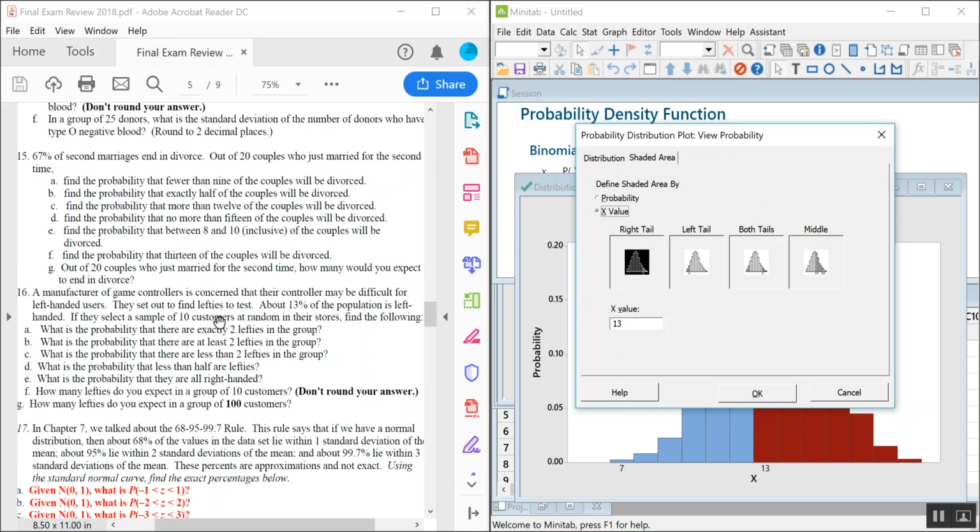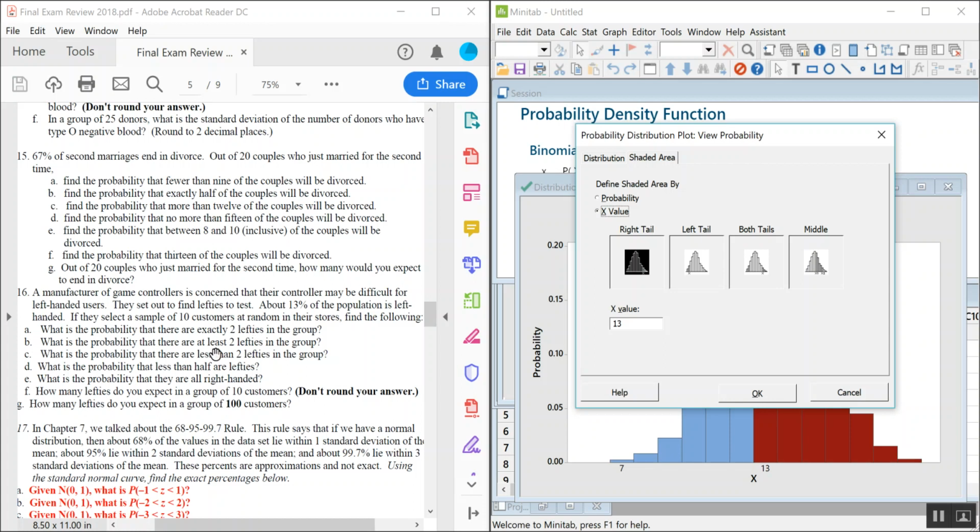So we're looking at a sample of 10 customers in the store. We want to see how many of them are left-handed. So what's the probability that exactly 2 are lefties? I don't want to do that one because it's an equal to and I can get it off the graph by just putting it in there. So I think I'm going to do B.